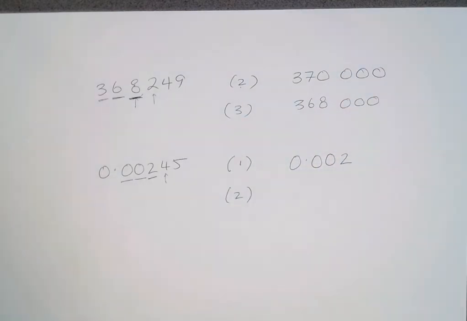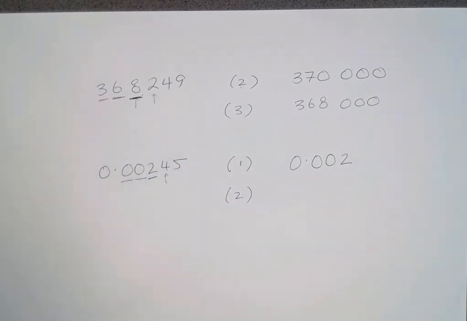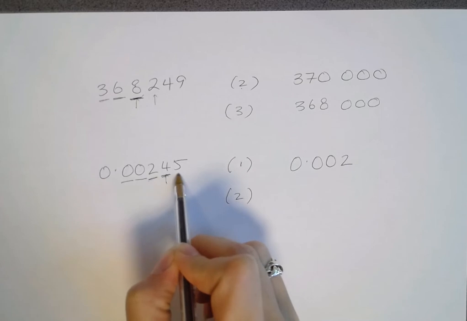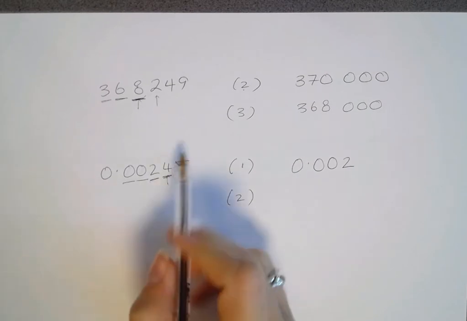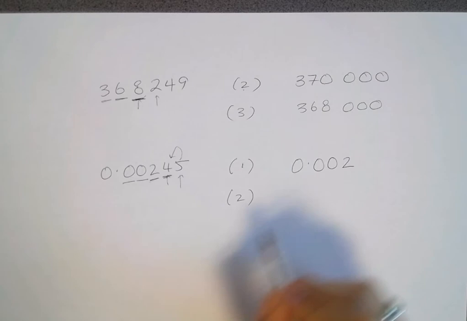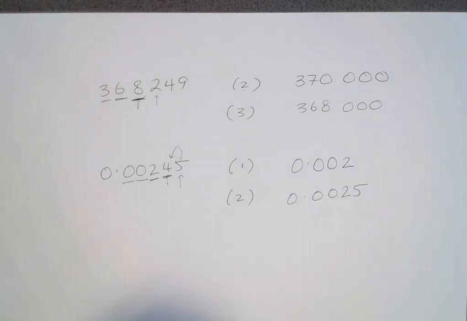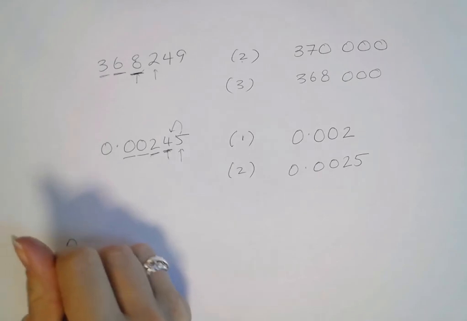0.002. This time we want to round to 2 significant figures. We know that these zeros aren't significant, but they have to stay there. We've got 2 and 4, and now we look at our third place getter, and we've got 5, which we know rounds up, which will affect this one, so we round to 0.0025.